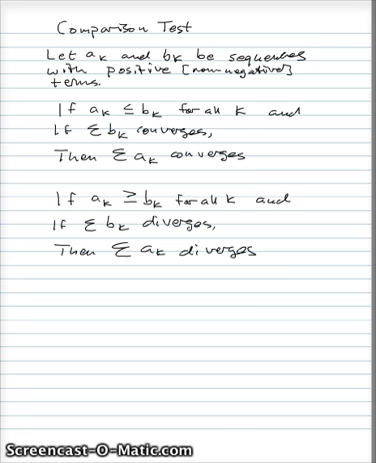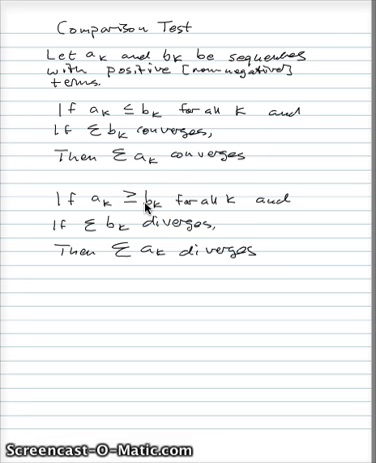If a sub k is less than or equal to b sub k for all k, so the elements of the sequence a sub k are always less than the elements of the sequence b sub k for all k, and if the series, the sum of the b sub k converges, then the sum of the a sub k converges.